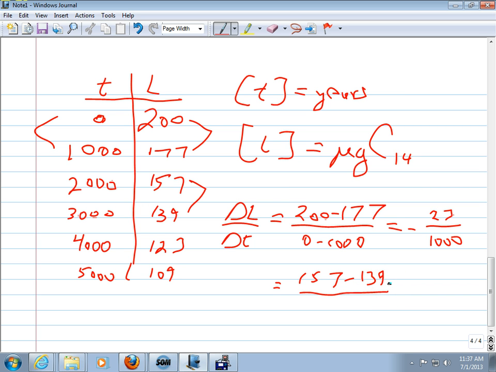18, right? And it's still a negative 1,000 on the bottom here, because 2,000 minus 3,000 is still negative 1,000. So it's 18 over negative 1,000. How about negative 18 thousandths? So is the slope always the same, what I'm calling the average rate of change? It's not. It's not linear.